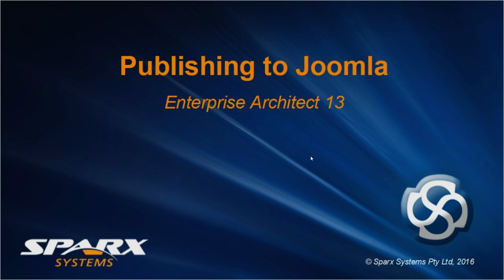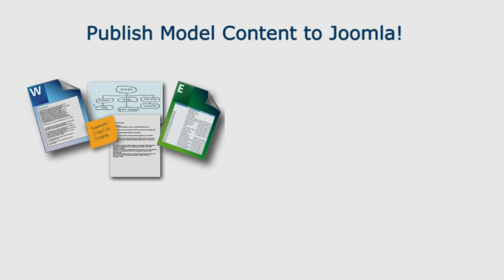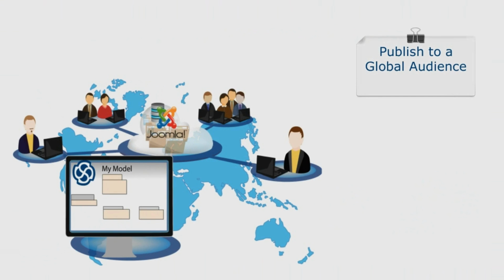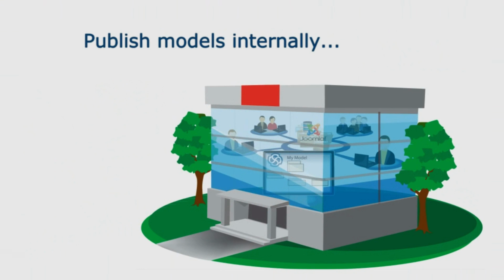Publishing to Joomla is another Enterprise Architect 13 feature that you would all be familiar with. Enterprise Architect has always offered flexibility with different publication formats, including docx, RTF, PDF, and HTML. Enterprise Architect 13 now provides a facility for publishing model content as articles in a local Joomla installation. This allows you to publish your Enterprise Architect model globally via Joomla or internally within an organization.